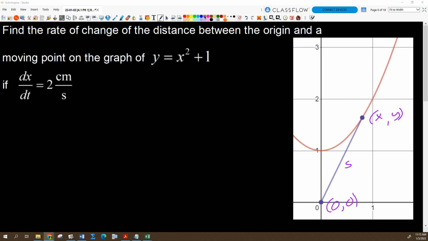Okay, so again, what is x dot then? X is defined in that picture. X is the x coordinate of the moving point. So what is x dot? What do you think, Jonathan? Okay, yeah, good. It's the rate of change of the motion of that point in the x direction, right?